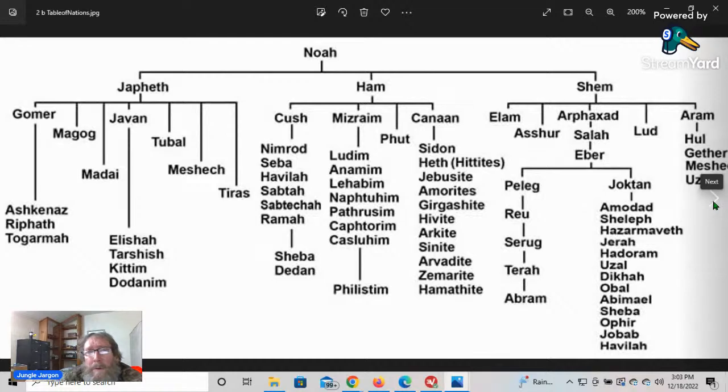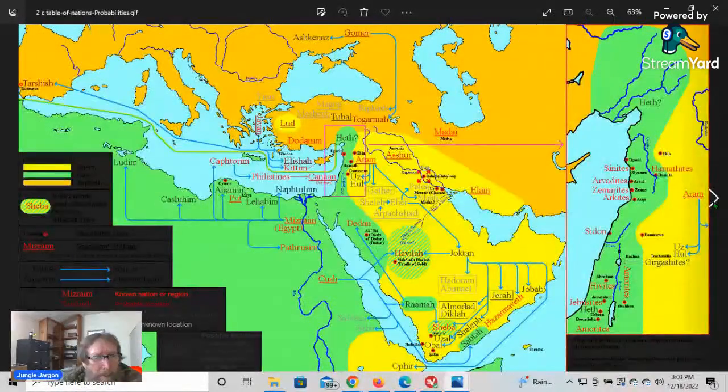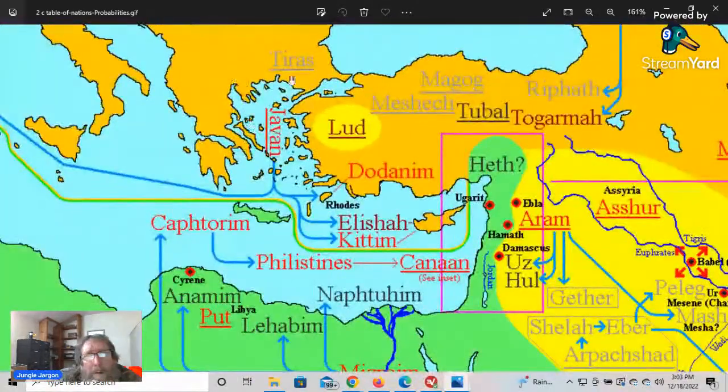But see what else I got. I've been through this before, but this is very important here. The Thracians and Javan are the Greek people. Mainland population would be the Thracians. The Javan would be the sea people, which is Elisha, Kittim, Dodanim, and Tarshish.